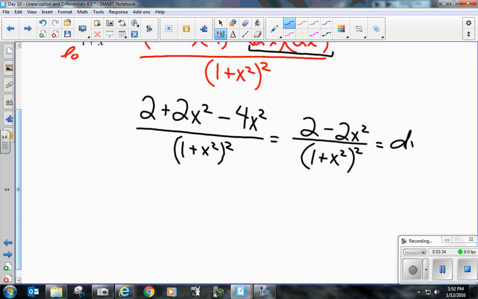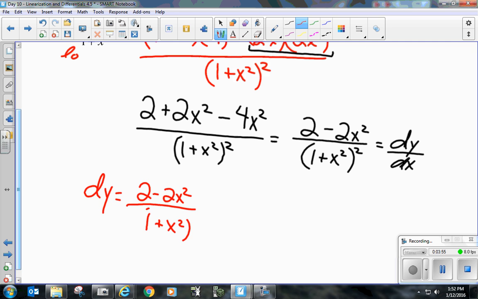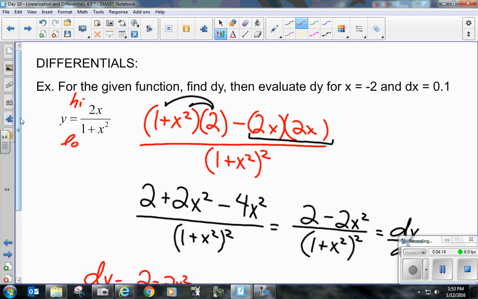Now that is dy over dx, right? Well, they want the differential. They want just dy. So what do I do? I multiply both sides by dx. So really, dy equals 2 minus 2x squared over 1 plus x squared squared times dx. That's what dy is. You just really still do the derivative. Instead of putting the dx under the dy, you multiply it times the other side. It's the only difference. Yeah, that's it. Now, we found dy. Done.